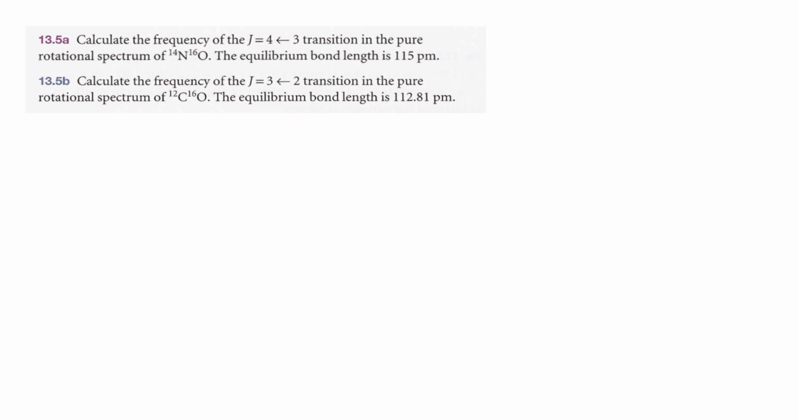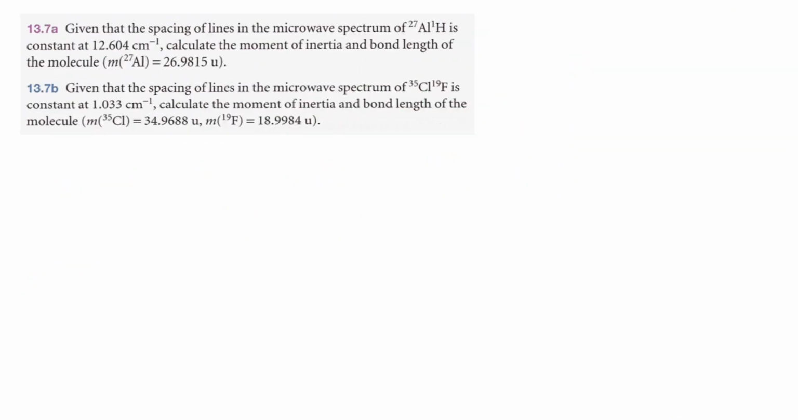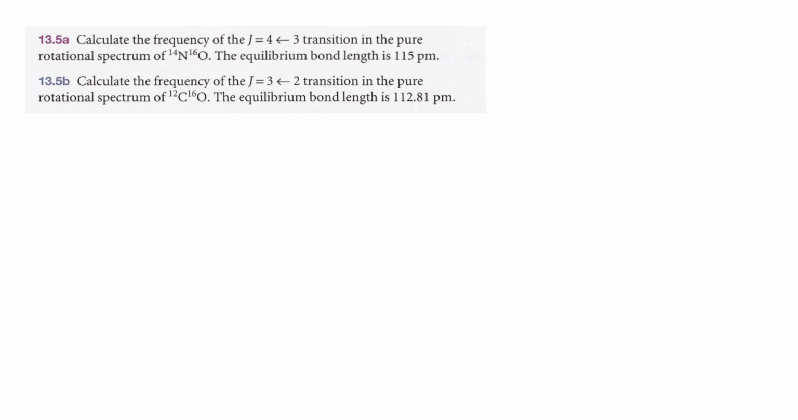Now the next question, calculate the frequency. So we'll start from calculating this, okay? Calculate the frequency of the transition for J 3 to 4. So this is the general convention, how to write this: 3 to 4 transition in the pure rotational spectrum. So calculate the frequency of the transition J 3 to 4 in the pure rotational spectrum of 14N16O, that is nitrous oxide.